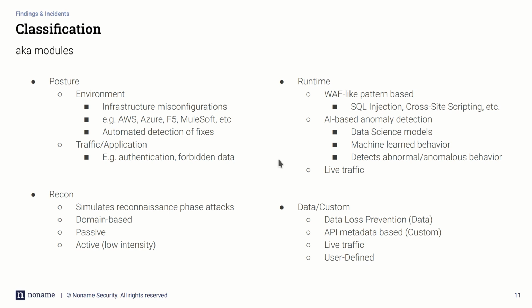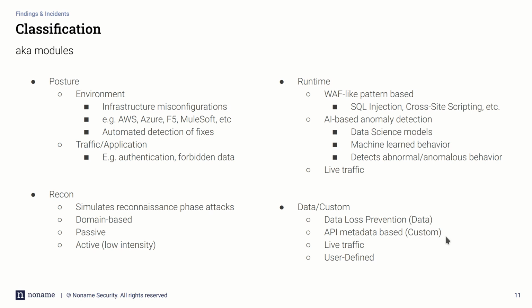All right, so let's start with data custom, okay? Customs should be under posture because they are reported as posture findings, but I find them to be more closely related to data because they're both user defined. They depend on live traffic, data loss prevention for data, in order to identify data types that should not be communicated back and forth between your APIs.